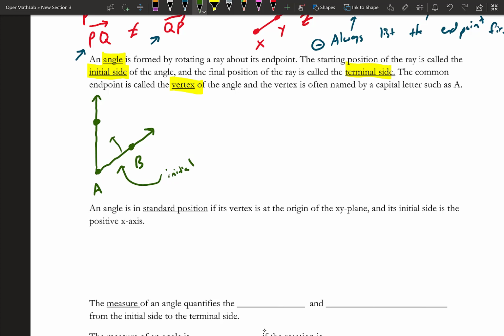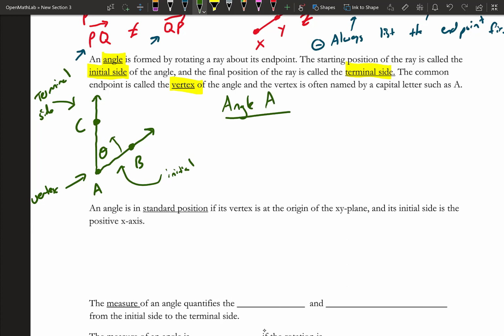I'm going to call this new point here C. Then this would be called the terminal side. And remember this guy, this is the vertex. It's also common to use a Greek letter for an angle. So I could use a Greek letter like theta if I wanted. Oops, that's a weird looking theta. There.